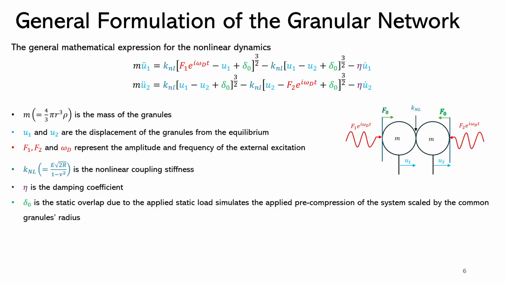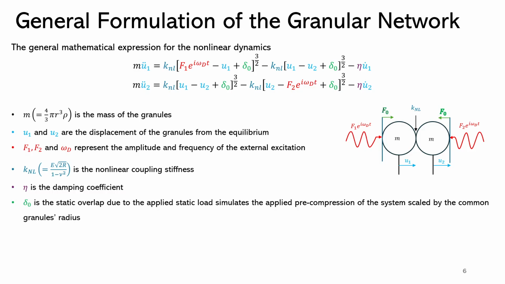KNL is a nonlinear coupling stiffness between the granules, and there is damping coming from the environment and the contact points, which can smooth out our record of the granules. Delta naught is the static overlap created between the granules and also with the wall, as we are giving some pressure from both sides. We are applying static loads which simulate the pre-compression of the system. This pre-compression is necessary to manipulate our system between nonlinear and linear.